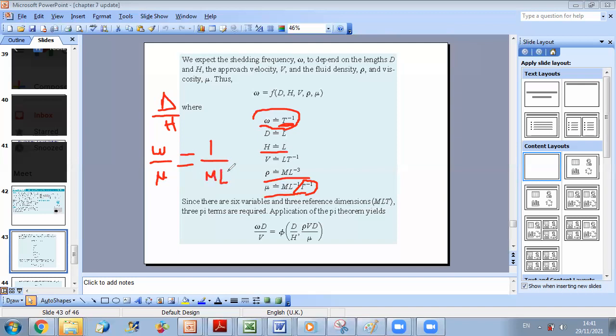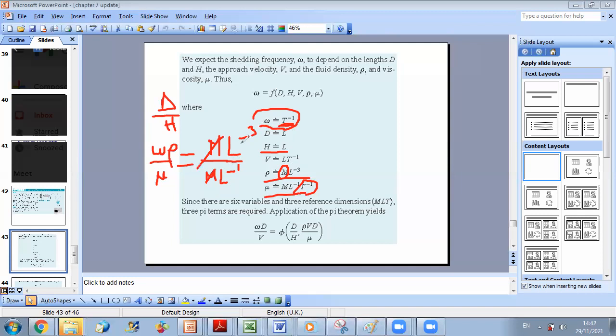Now how to continue? To eliminate mass M, I have M in rho, while L I have in both h and rho. This is why I start now by eliminating M. So to eliminate M, I should multiply by rho. If I multiply by rho, I get here M L minus 3. So M will cancel out, and I will get L minus 2.